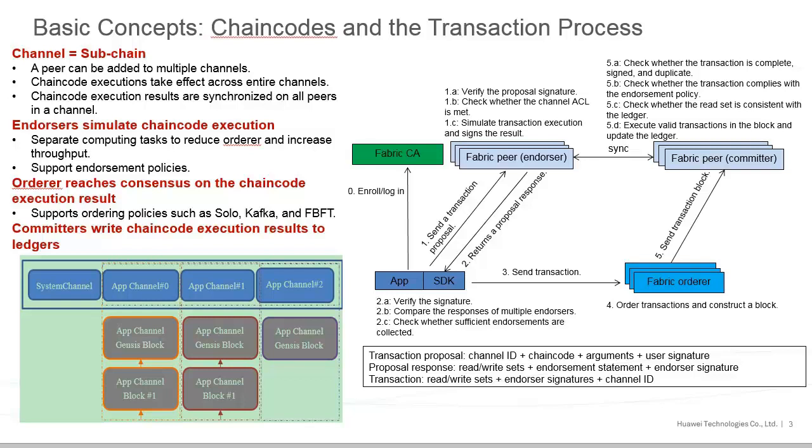After the SDK receives the returned results of all the endorsing peers for multiple transactions, the SDK sends the results to the orderer node for transaction ordering. After receiving the ordering request, the orderer node orders all the transactions and constructs blocks. The orderer then delivers the blocks to the committer node.